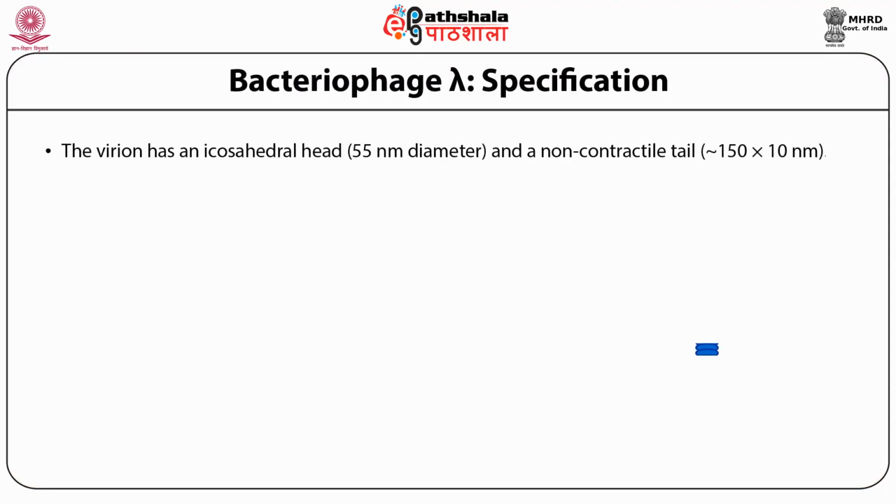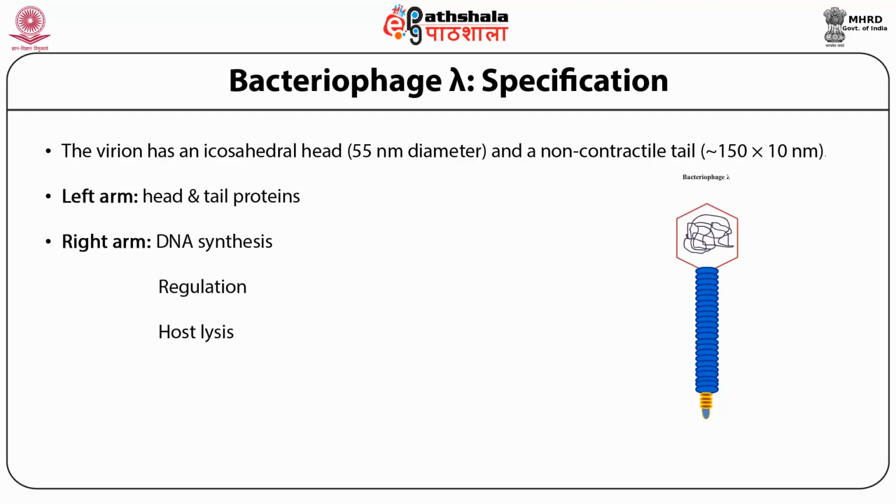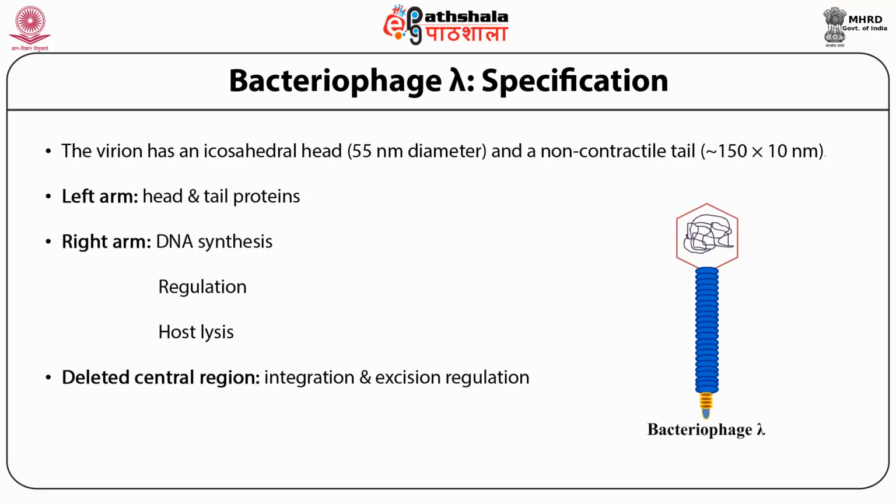The virion has an icosahedral head of 55 nanometer diameter and a non-contractile tail of approximately 150 by 10 nanometers. The genome can be divided into three parts: left arm, right arm, and a central region. Head and tail proteins are coded by the left arm. The right arm is responsible for DNA synthesis, regulation, and host lysis, and the central region is responsible for integration and excision regulation.